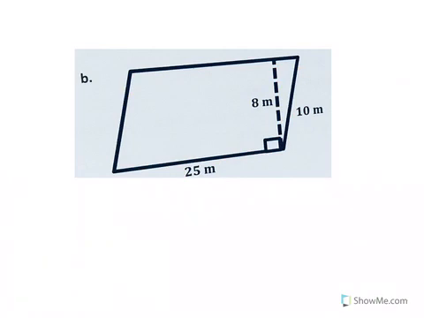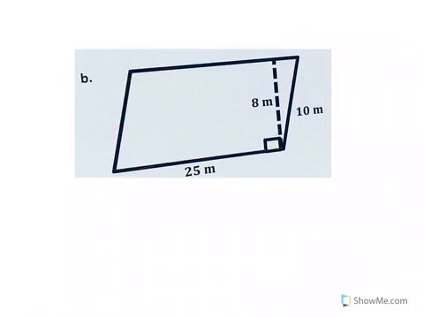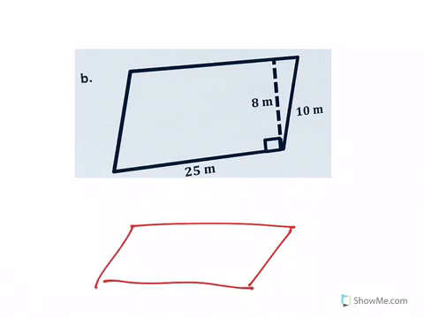Okay, let's look at this one. So we've got a parallelogram here, right? 2 sets of parallel lines. Now, they've drawn this dotted line because this is not actually a section. Like in the actual shape, it would look, I'm not the best artist, but it would look something like this. The dotted line is just showing you, hey, that's where you find the height from, right?